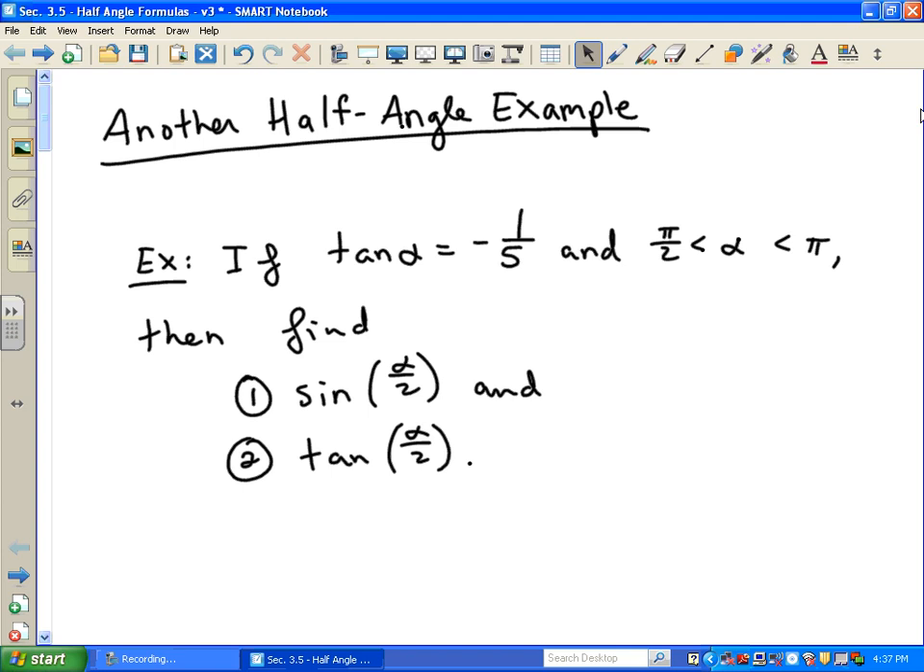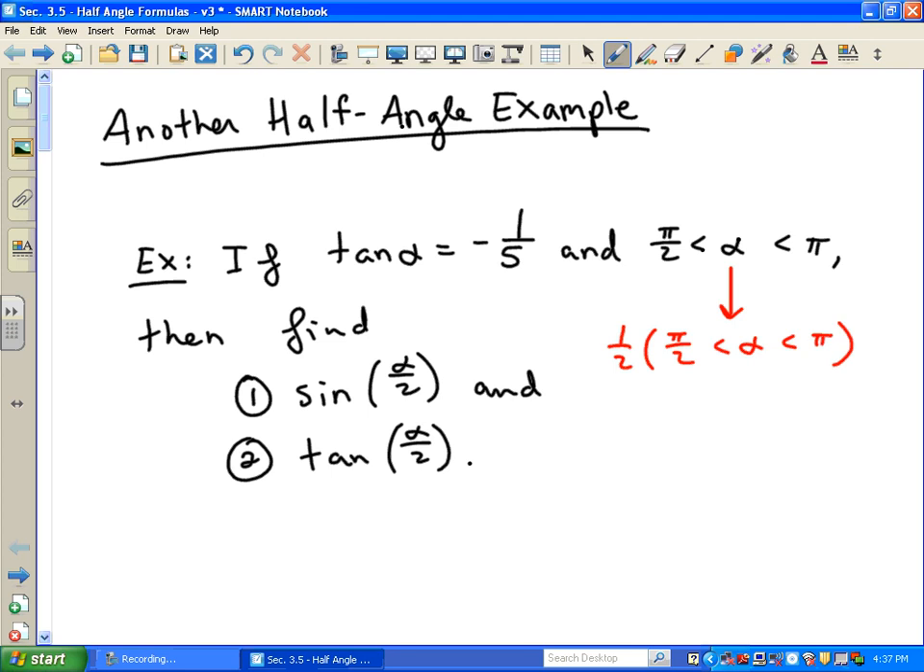The first thing you need to do on a problem that's worded like this is figure out which quadrant your half-angle is in. And the way you do that, take your original inequality and essentially divide everything by 2 so that you get alpha over 2 in the middle. You could also think of it an easier way as multiplying everything by 1/2. So I will take a half of every number that's in this inequality.